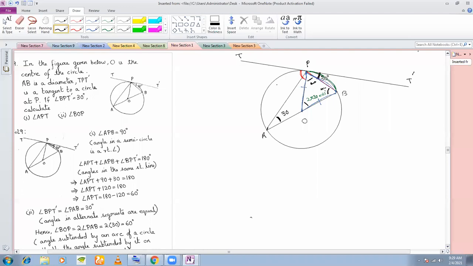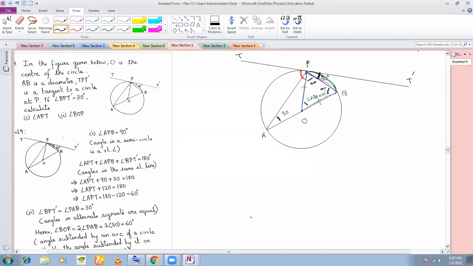Yes. Sir, angle APB is 90 degrees because the angle formed by a semicircle is 90. No, angle APB is not 90 degrees. Yes, you can do that way also, but you have started wrongly. Let me give you this method.